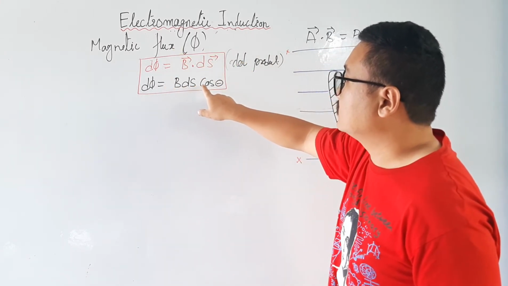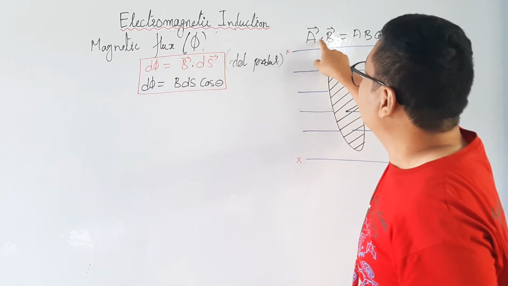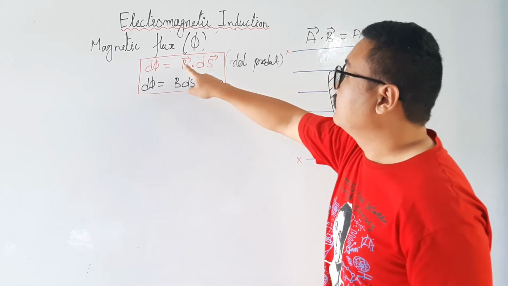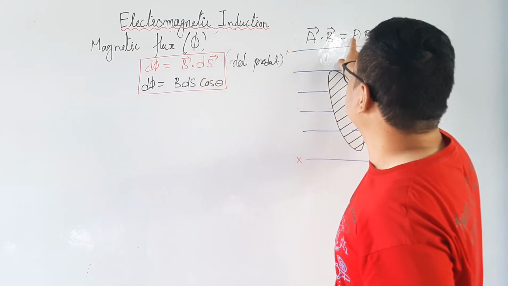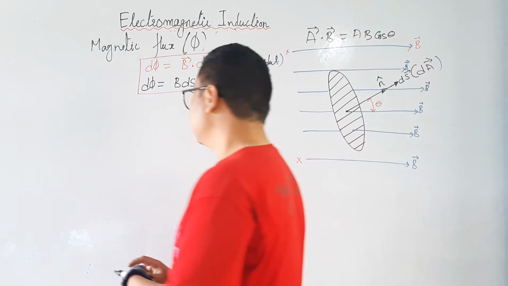B ds cos theta. Where did I get this from? I get this from the A dot B dot product. B dot ds, that is AB cos theta. So B ds cos theta. And what is theta here?